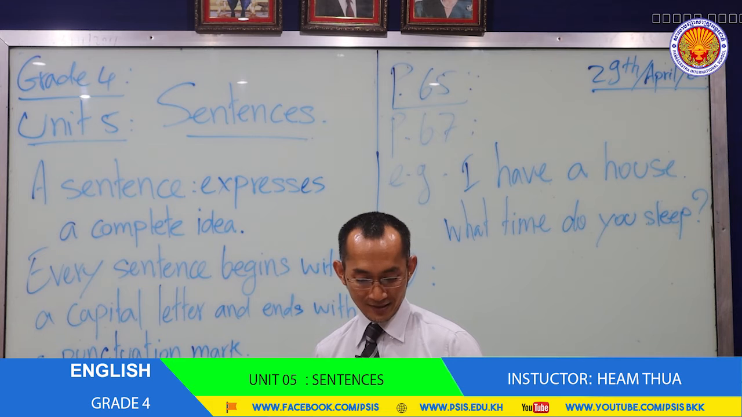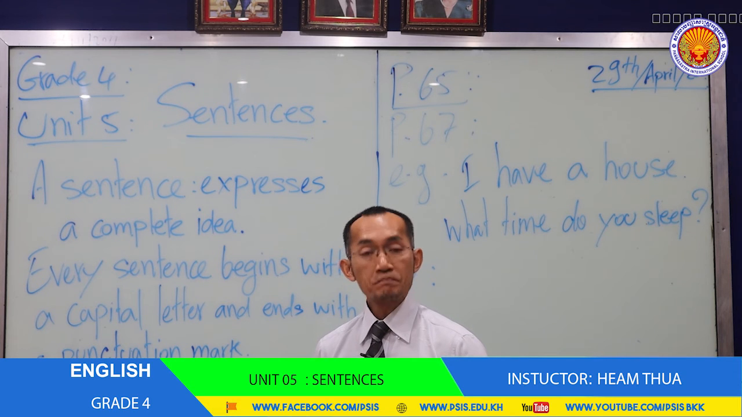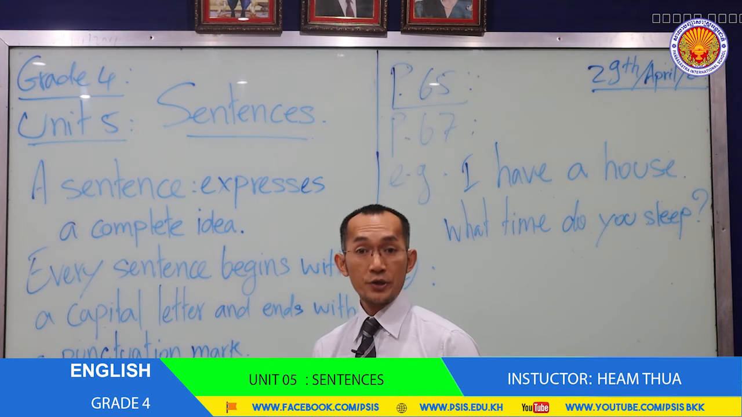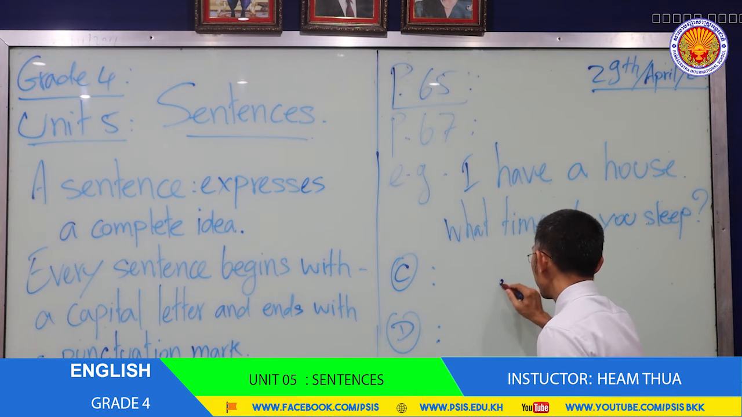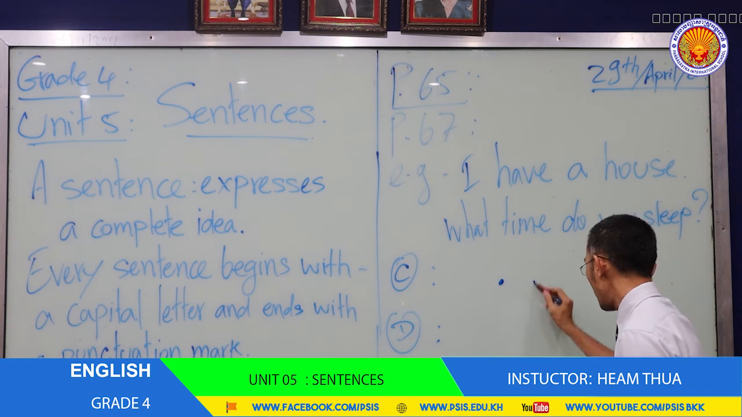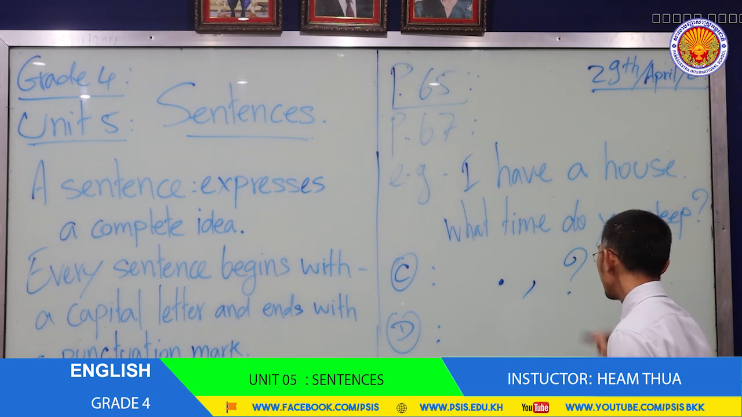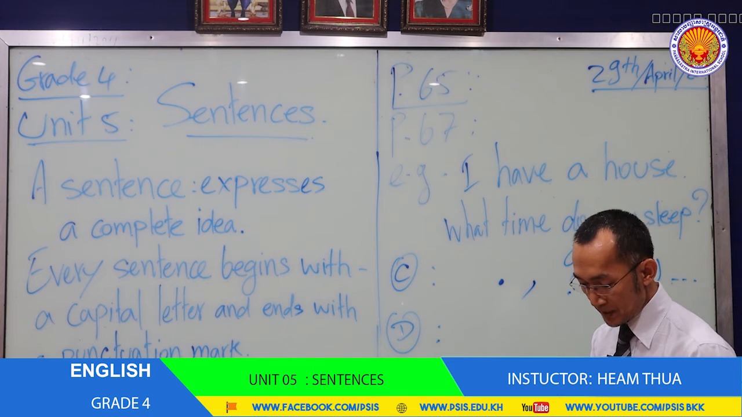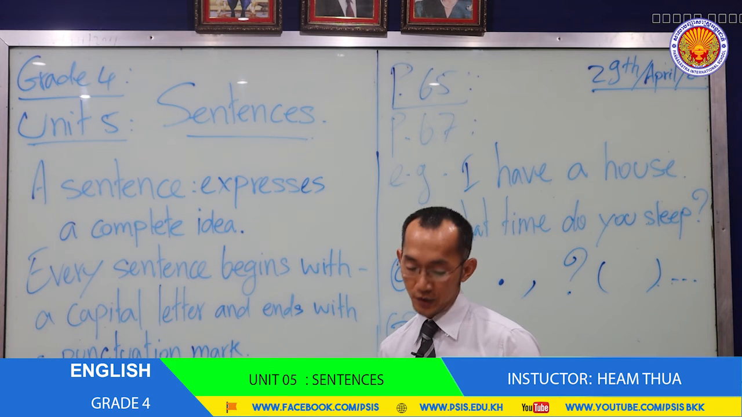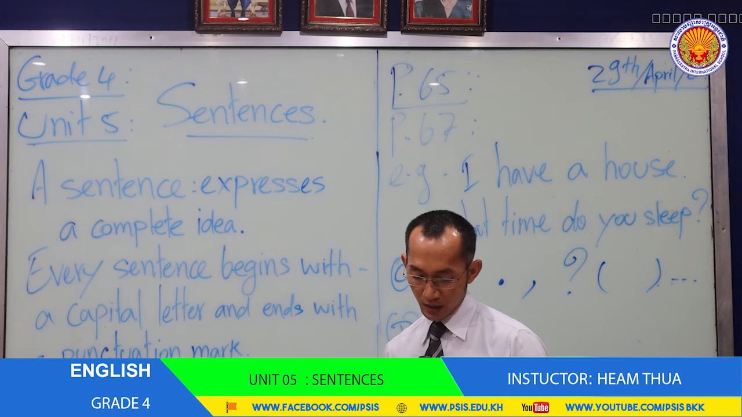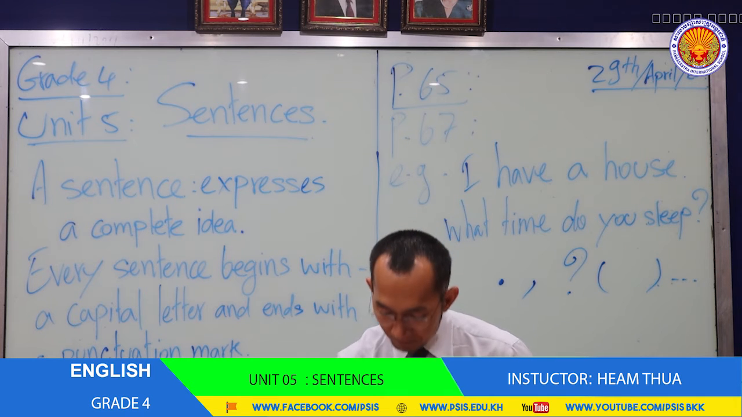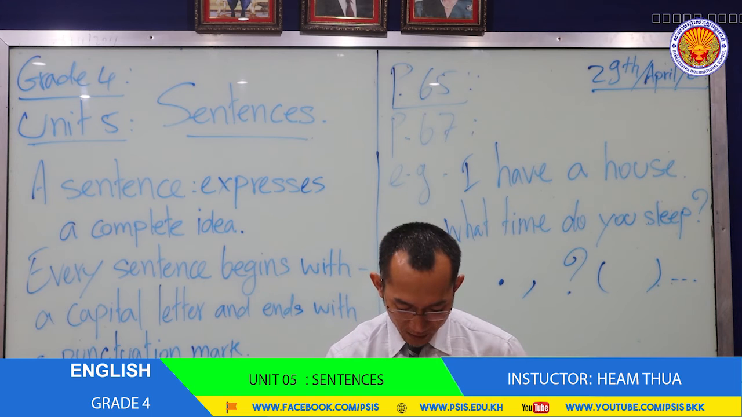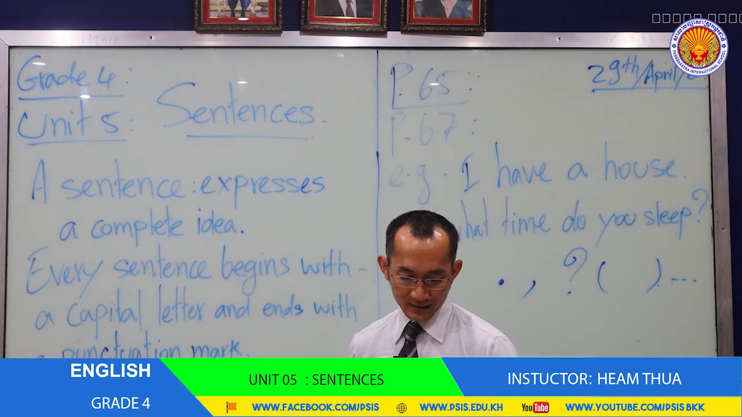Unscramble the sentences, add the correct punctuations. The word punctuation refers to like a period, like this, or a comma, or a question mark, or bracket, and so on. Okay? I hope you understand because you already learned about this already. Okay? Now, let me go on to the next page, page 68.